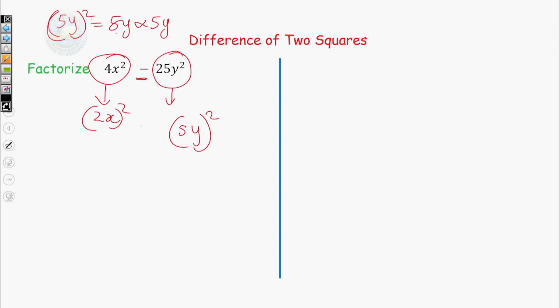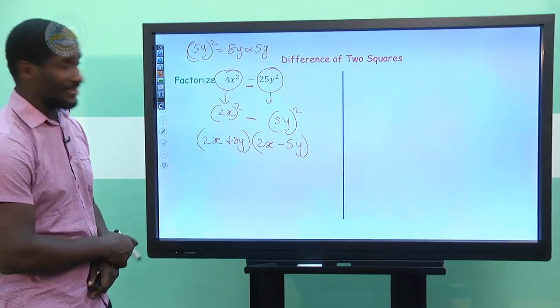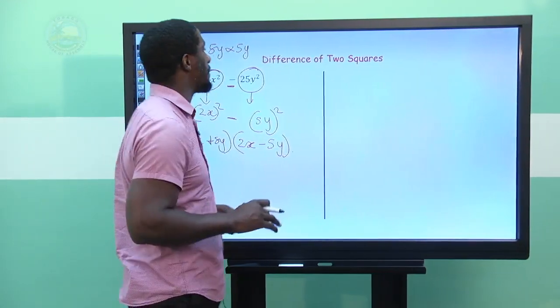So, is it a case of differences of two squares? Yes, it is. Once we have established that, we take the first term, that is 2x, add it to the second one, 5y. Then take the first term again, that is 2x, and subtract from the second one, that is 5y. And we have completed our factorization. This is really nice. I love this. This is a nice method. Very short and sweet.